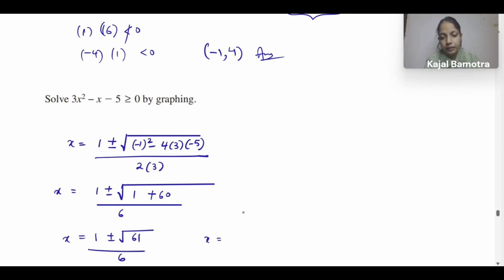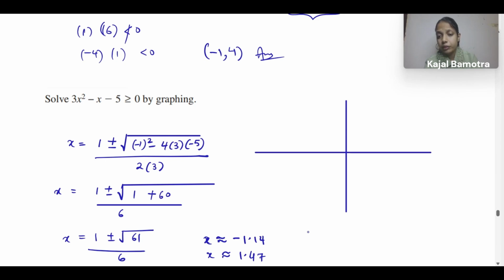If you calculate, x is approximately negative 1.14 for one answer, and 1.47 is the other answer. I'm trying to draw it here. Negative 1.14 is here and 1.47 will be something here. If I put 0, it will be negative 5 down. And let's try to connect it. Because it's an equal to sign, it will be a solid curve.